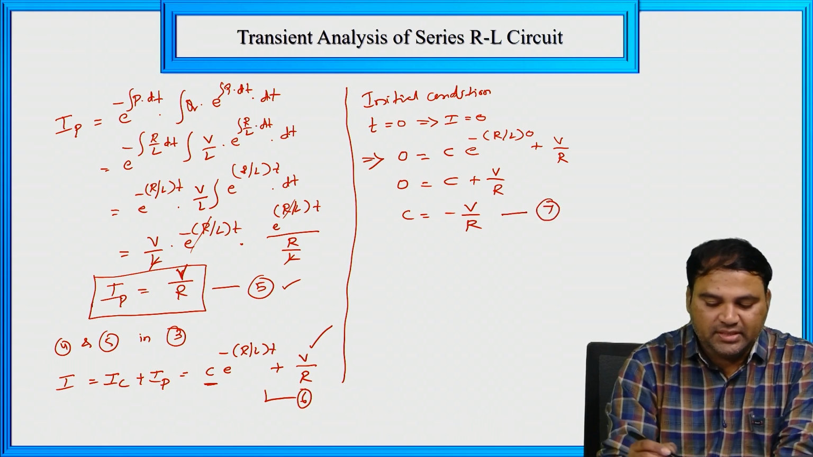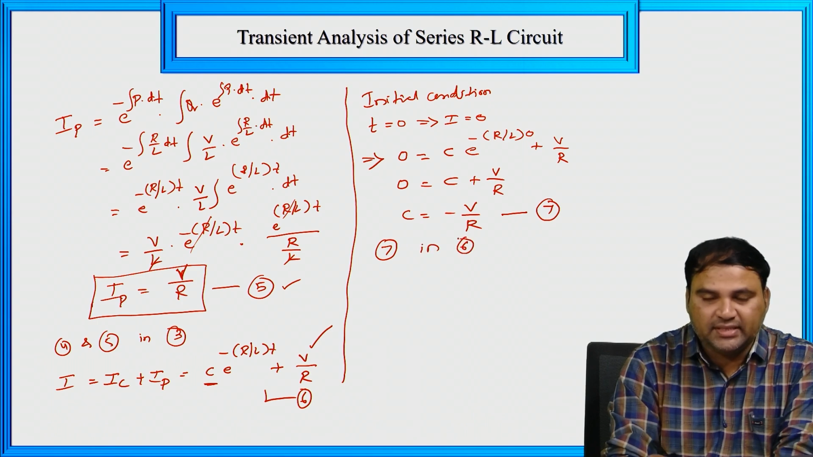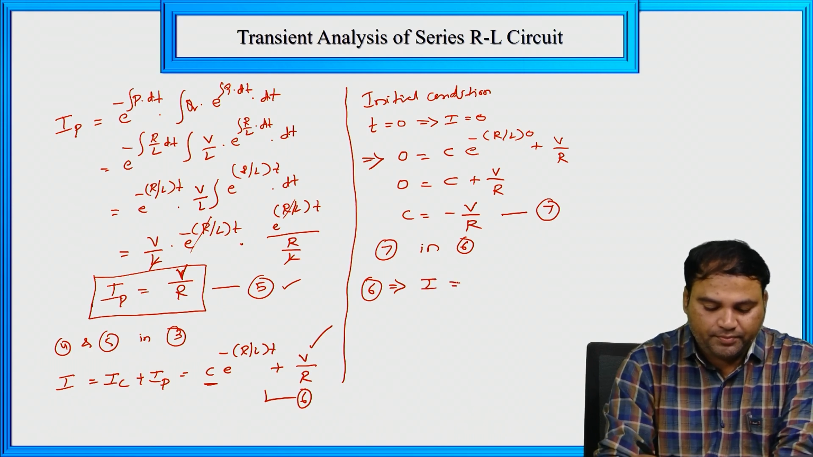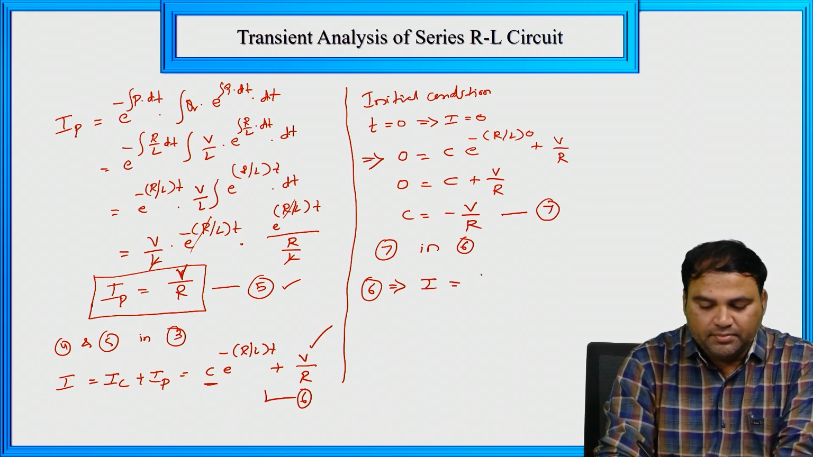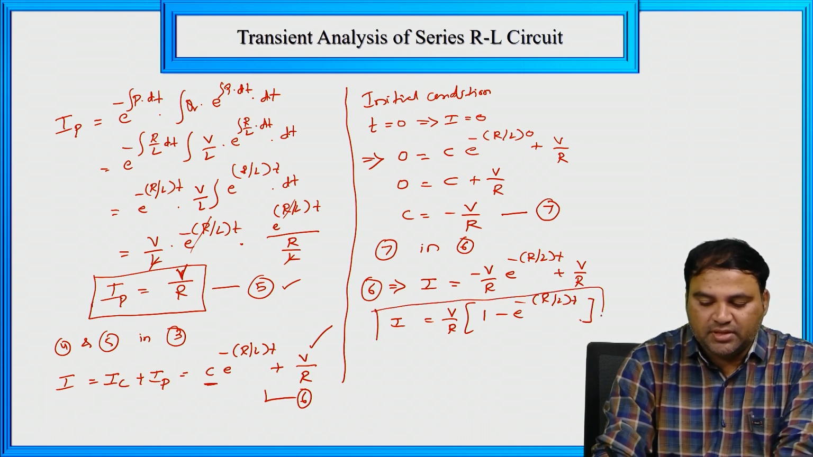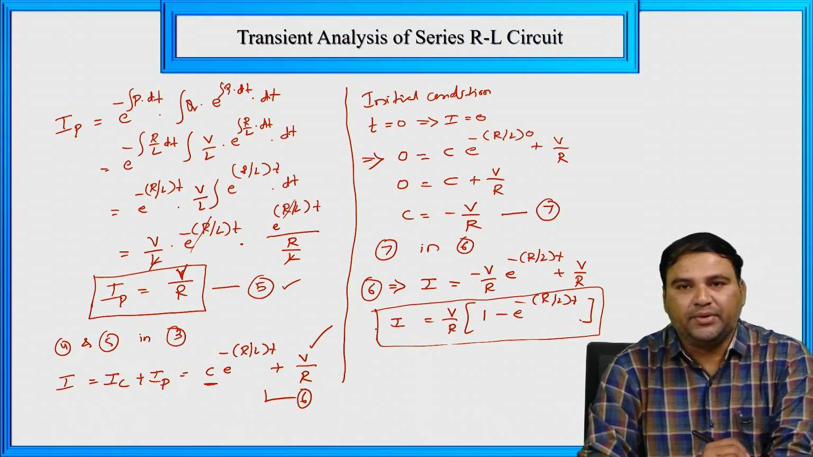This is equation number 7. Now substitute 7 in equation number 6. So equation number 6 is I equal to C, and what is the C value? Minus V by R into e power minus R by L t plus V by R. So I equal to, taking V by R as common, V by R into 1 minus e to the power of minus R by L t. This is the total current response of the given RL circuit, right?